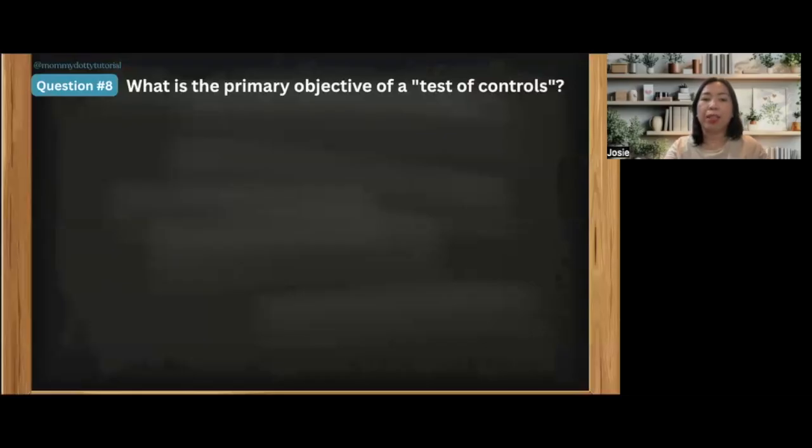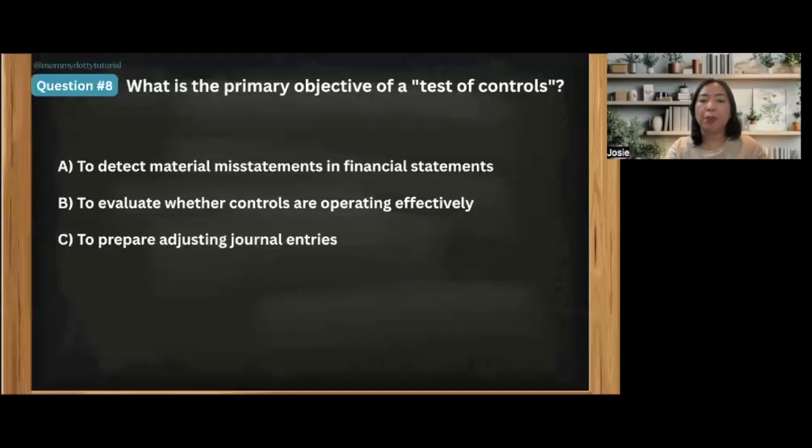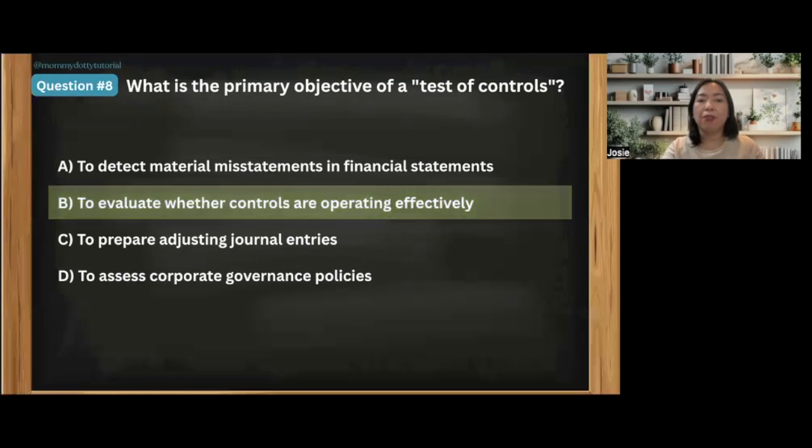What is the primary objective of a test of controls? A is to detect material misstatements in financial statements. B, to evaluate whether controls are operating effectively. C, to prepare adjusting journal entries. And D, to assess corporate governance policies. Okay, you may pause the video to think. The correct answer is letter B, to evaluate whether controls are operating effectively.